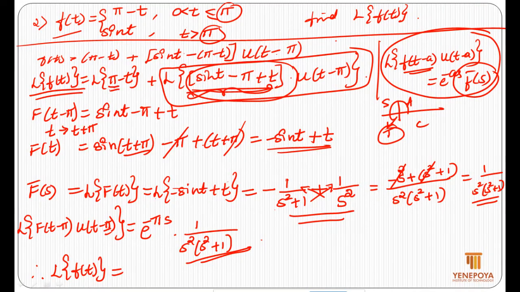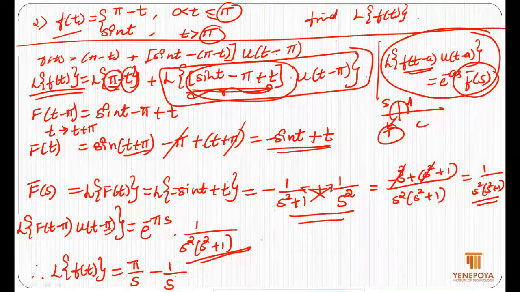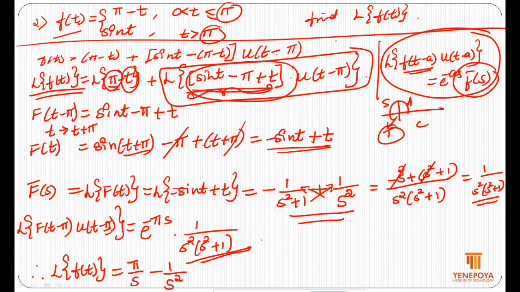the Laplace transform of π, that is the Laplace transform of a is a by s, the Laplace transform of a constant is constant by s, minus the Laplace transform of t, which is 1 factorial divided by s^(1+1), so it is 1 by s², correct? 1 factorial is 1 divided by s^(1+1), that is s².